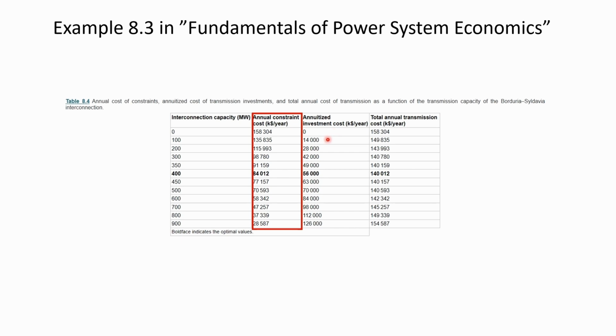And when we add the annual cost of having a constraint to the annual cost of building an interconnector, we get these total costs here, and we can see that when we have an interconnector of 400 megawatt, we will have a minimum of the total cost of having constraints and having built a transmission line. So this here is in fact the optimal transmission capacity between the two areas.